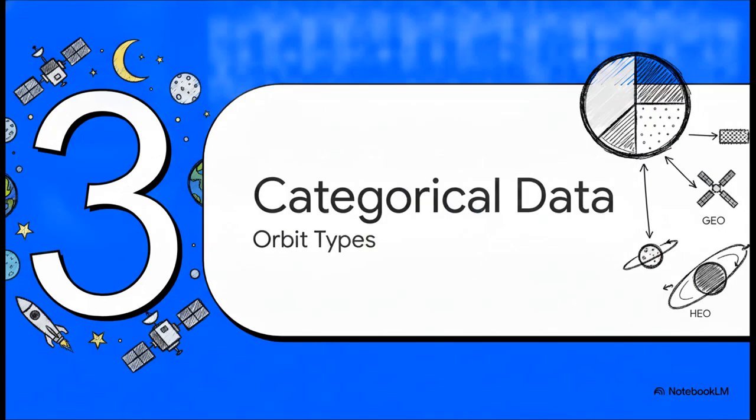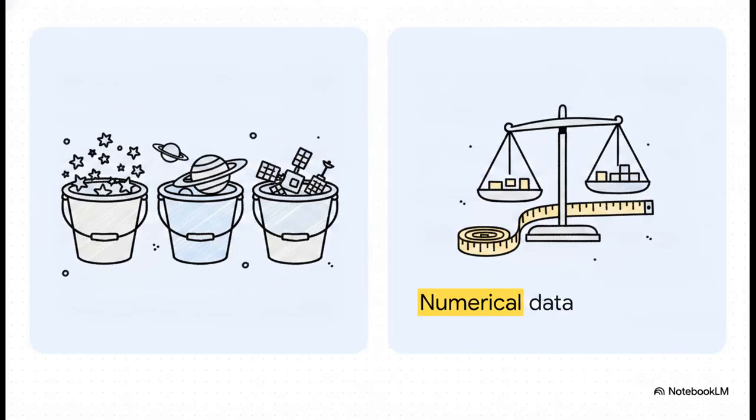Section 3. Categorical data. Orbit types. So while numerical data relies on numbers and measurements, categorical data is all about descriptive groups. It groups things by qualitative traits. You aren't adding, subtracting, or averaging these categories. You're using them to sort your universe into distinct, manageable buckets based on shared characteristics.